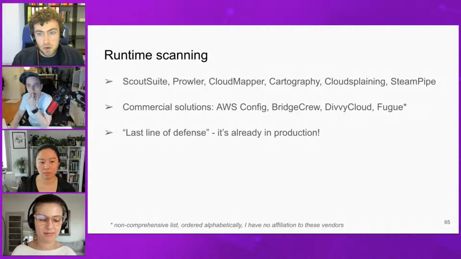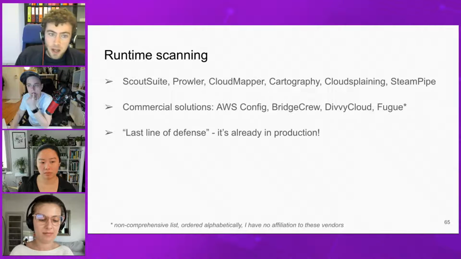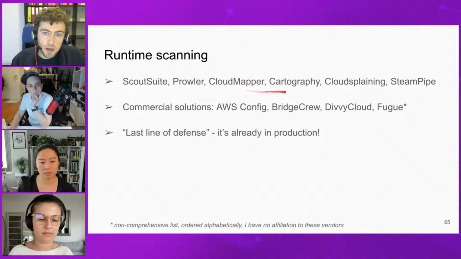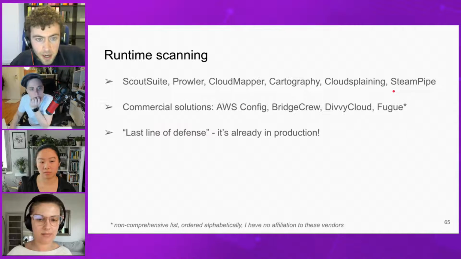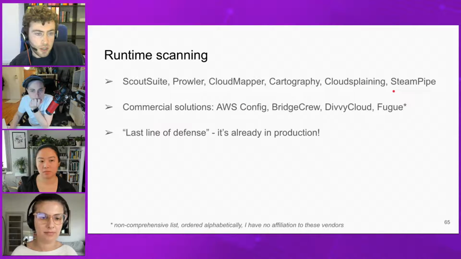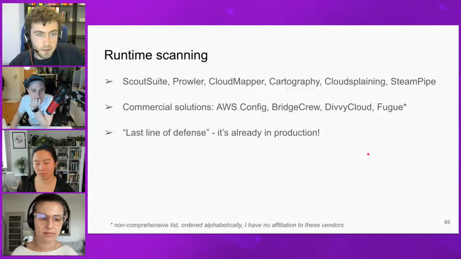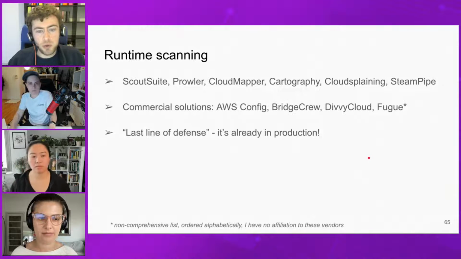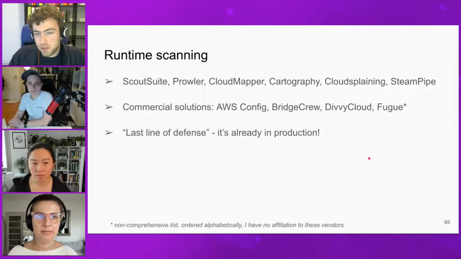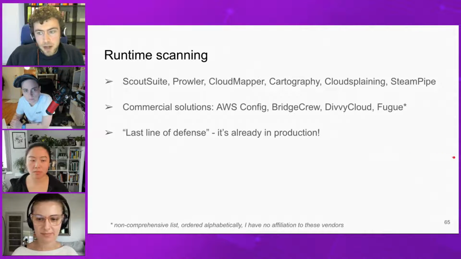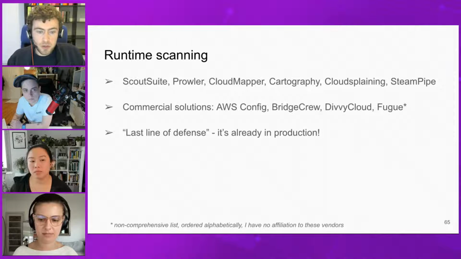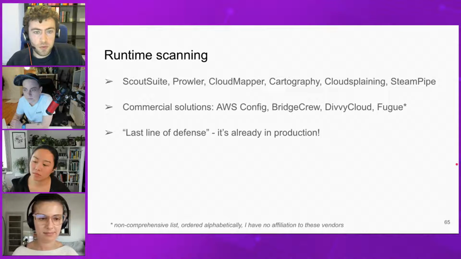So it's security on the right, but it's also quite important to do. For that, we have some open source tools like Scout Suite, Prowler, Cloud Mapper, Cartography by Lyft, Cloud Custodian, Steampipe. And we also have a lot of commercial solutions, but here I just listed AWS Config, Bridgecrew, DB Cloud, and Fugue. This is a kind of last line of defense, because if we are scanning something and we find a security issue there, it's already in production. It doesn't mean that we don't want to scan for that. It means that maybe we want to make sure we can fix the root cause before trying to find these security things.